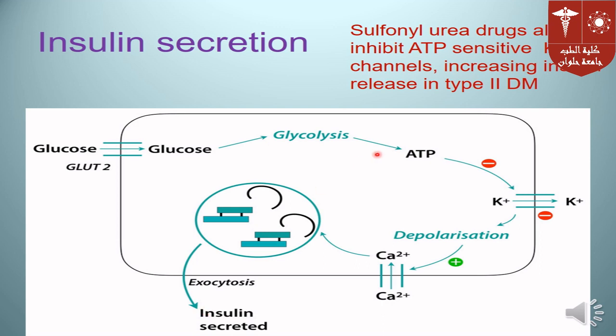So this is the way by which sulfonylurea drugs, or drugs which are used to treat diabetes, act. They also inhibit the potassium channel, thus stimulating calcium entry, thus stimulating exocytosis of insulin. Sulfonylurea drugs are used in the treatment of diabetes. They increase insulin release because diabetic patients have low insulin levels in the circulation. So we want to increase this insulin level by stimulating the beta cells of the pancreas to secrete more insulin.